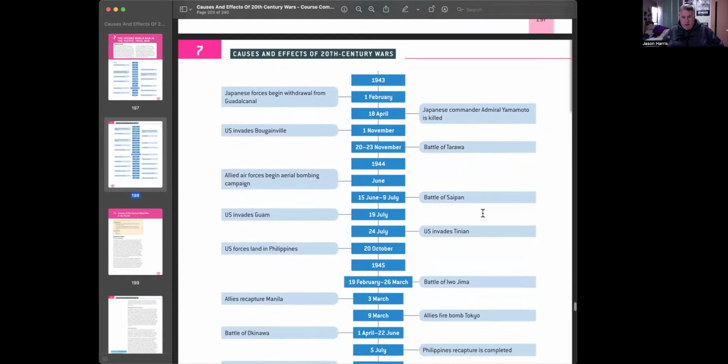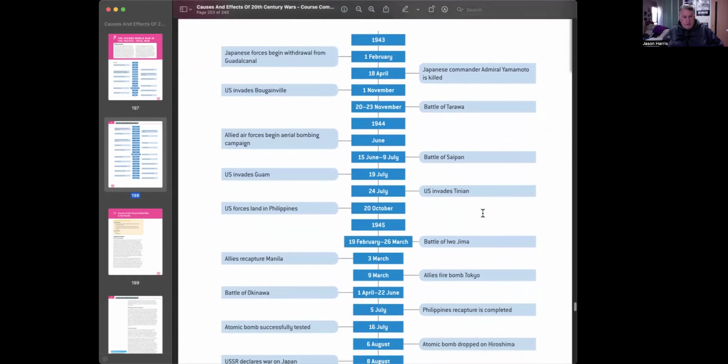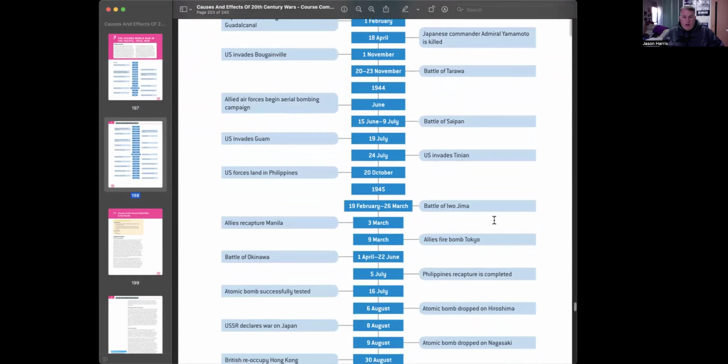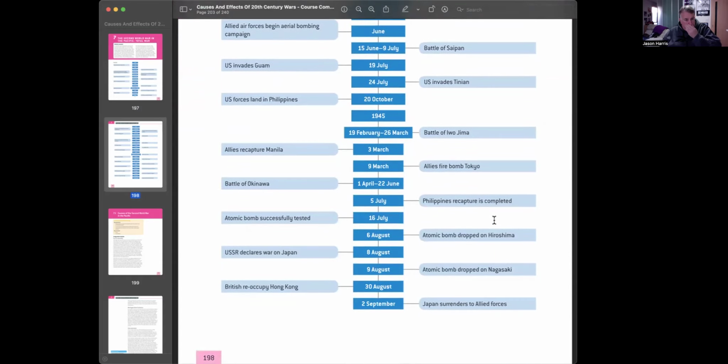Then some other battles, and as you can see, it's mostly the U.S. Iwo Jima, of course, one of the famous ones now immortalized in the Clint Eastwood movie Letters from Iwo Jima, and etc. By 1945, it's really the beginning of the end.